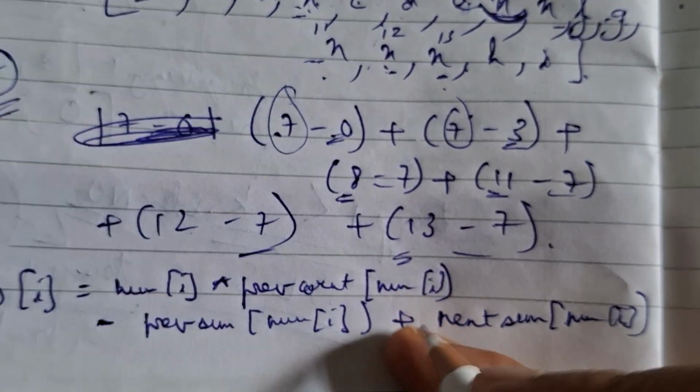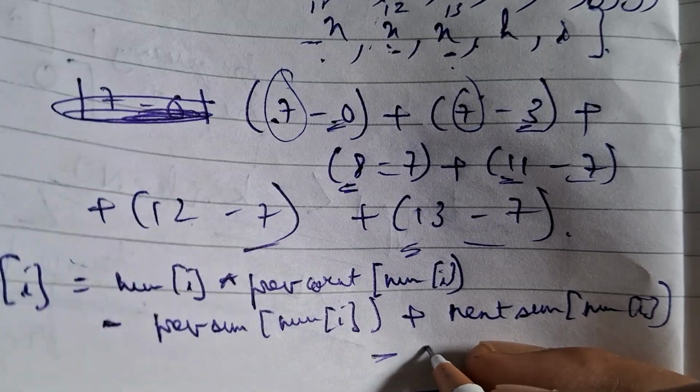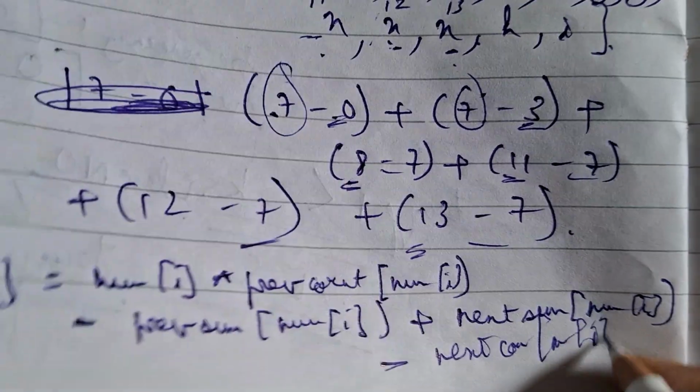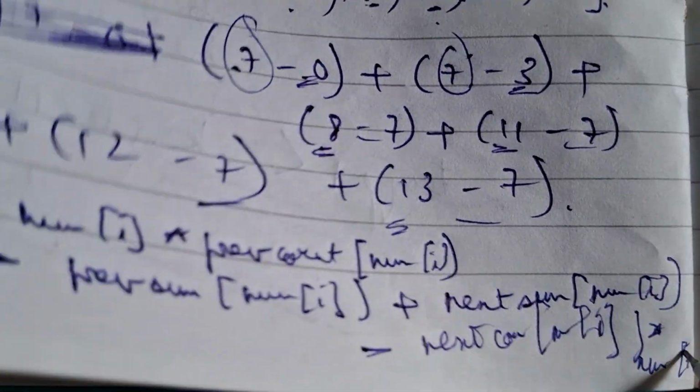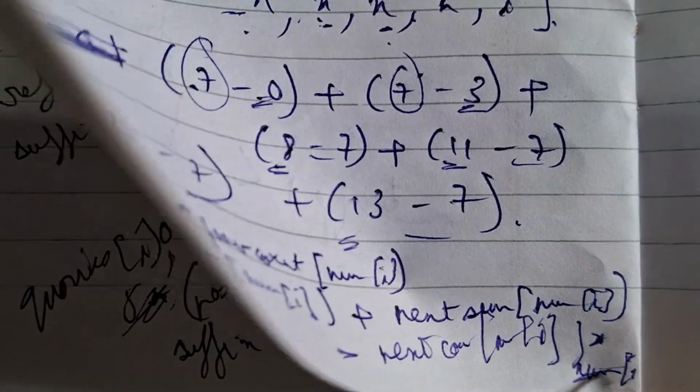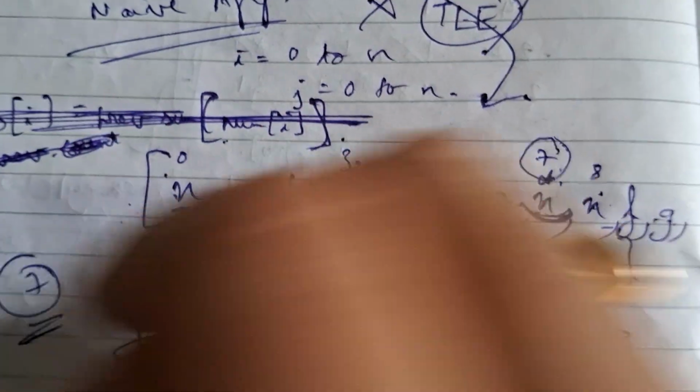Okay, so plus this, minus next count of nums[i] into nums[i]. Sorry, not nums[i], it's going to be i. This is not nums[i], this is going to be i. So let me tell you what I basically meant by this.